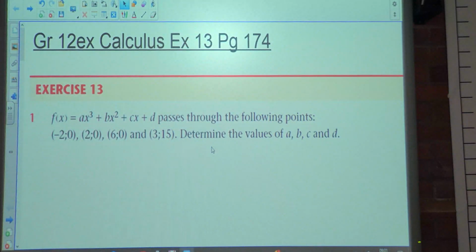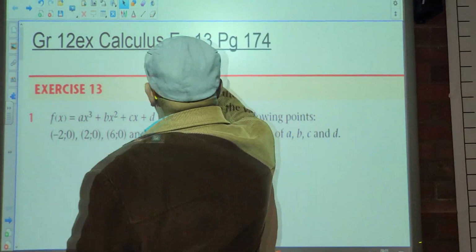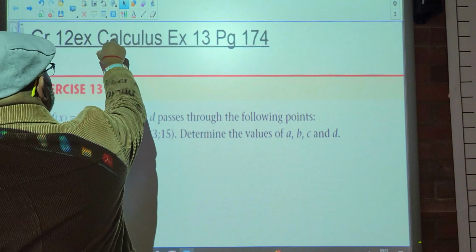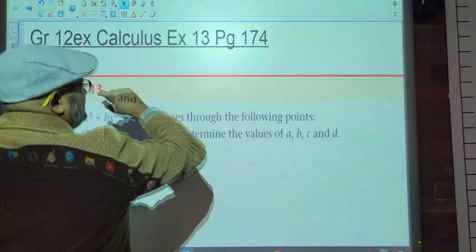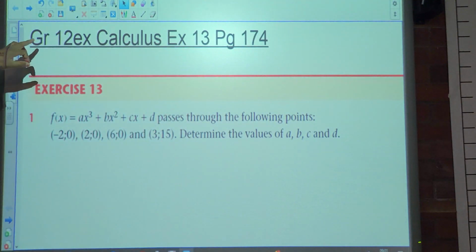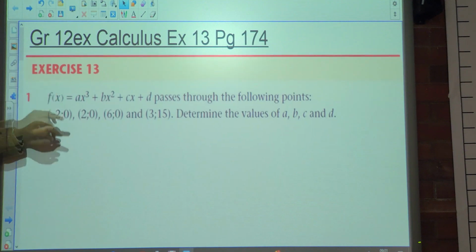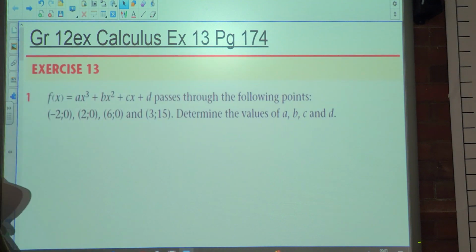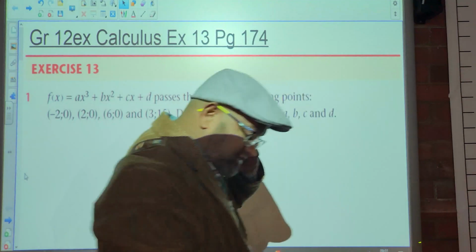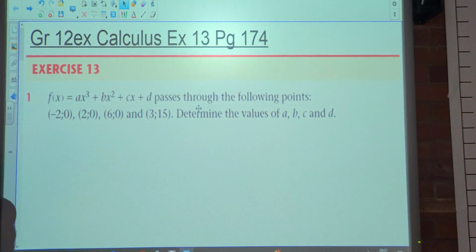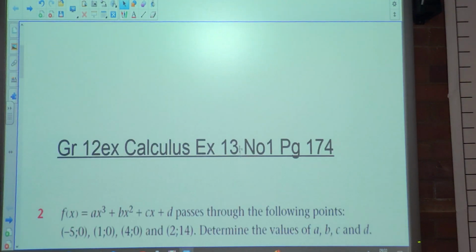Okay, good morning class. So today we're looking at the grade 12 calculus exercise. EX is the explanation of the full exercises, and it's exercise 13 on page 174. Because we're at the close of this lesson, we will probably only do 2 sums before the bell rings.